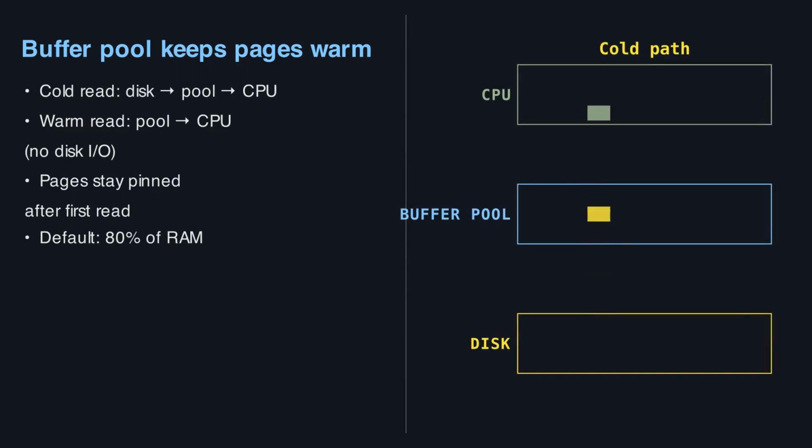Data moves from disk to the buffer pool in RAM, then to the CPU. The warm path is for subsequent reads. Data goes from the buffer pool in RAM straight to the CPU. There is no disk I/O on the warm path. Pages are pinned in RAM after the first read. The default limit for the buffer pool is 80% of available memory. The same data is available without a second disk read.